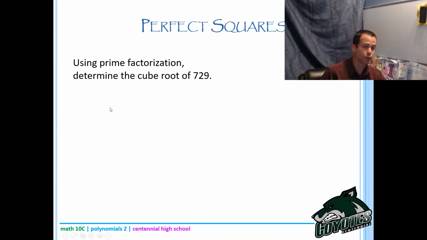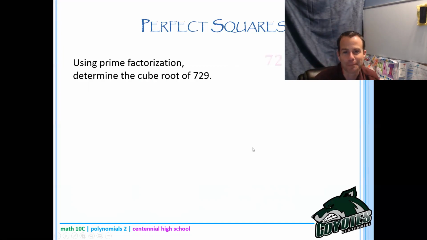Okay, same game, different outcome though. Now I'm asking you for a cube root. So a cube root is a number multiplied by itself 3 times, count them, 1, 2, 3. So I do the same thing, but then I take my factors and I have to put them into 3 separate groups that are equal to each other. So go ahead, pause me, figure out the prime factorization of 729.